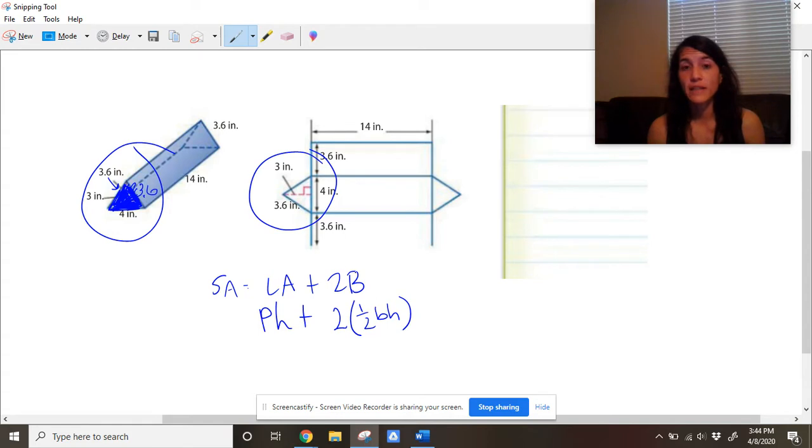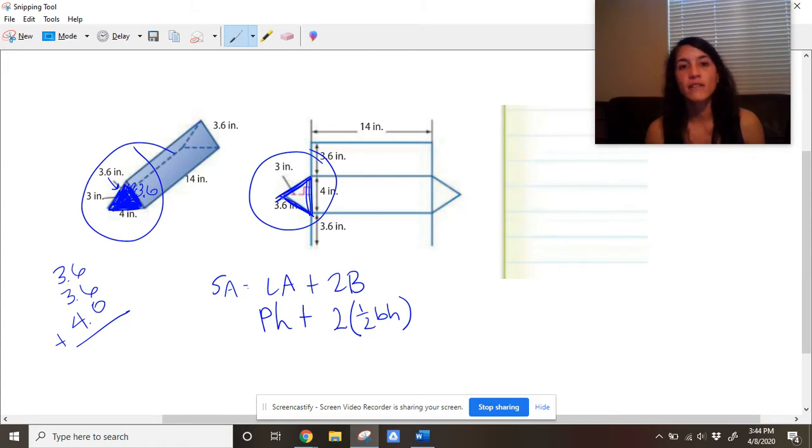Notice this is lowercase b, this is capital B, because capital B means base area and lowercase b means the baseline, different things. So the perimeter of the base is this triangle right here, and that would be 3.6, 3.6, and 4. That's the perimeter. The 3 is not on the outside of the triangle. And if you look at the net, you can see the perimeter would be 4 plus 3.6 plus 3.6. The 3 is actually the height. So we add those together.